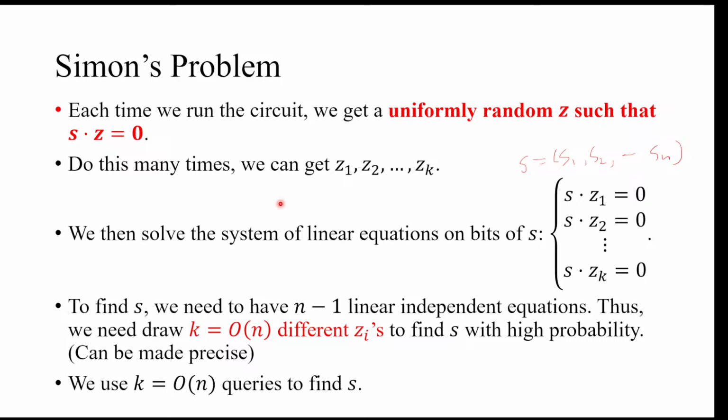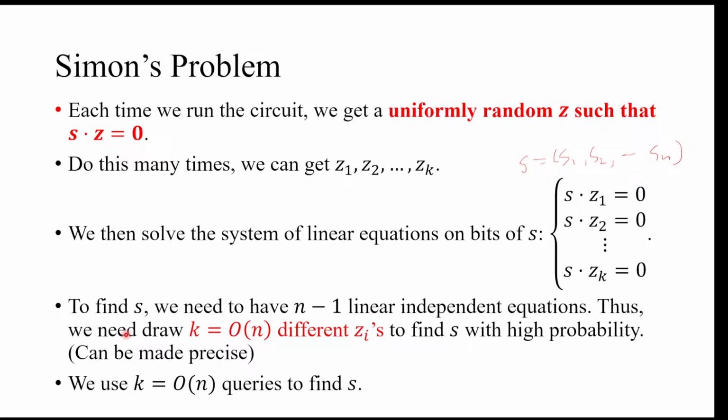We think of s as an n-bit string, so it has n different variables, s1, s2 to sn, and you can list all those s dot z equal to 0 as a system of linear equations. You can find s when your linear system is, I want to say, non-singular, but it is going to be singular, because this is a homogeneous equation, and we want a non-trivial s here. But anyway, we want n-1 linearly independent equations, then we can single out what our s is.